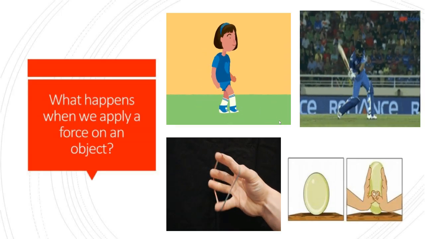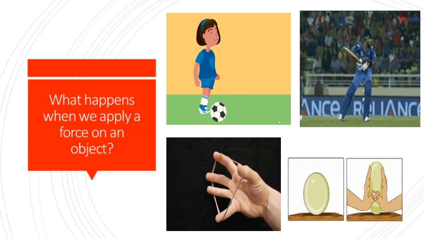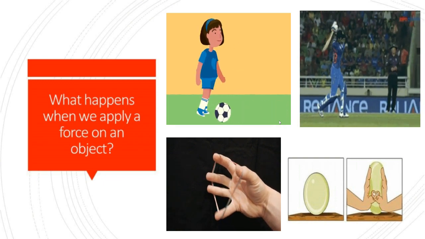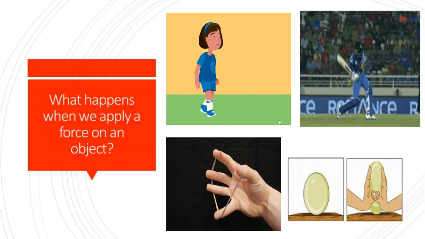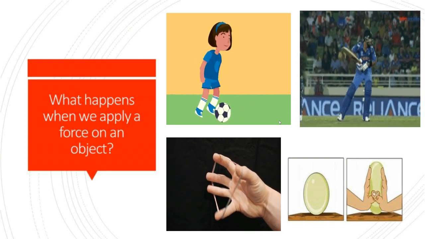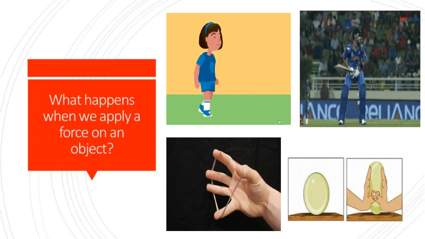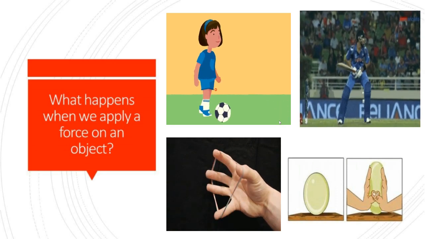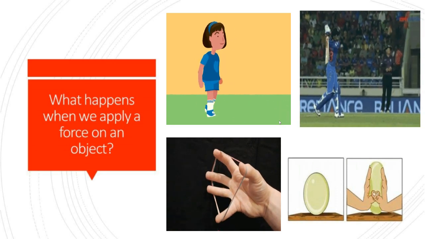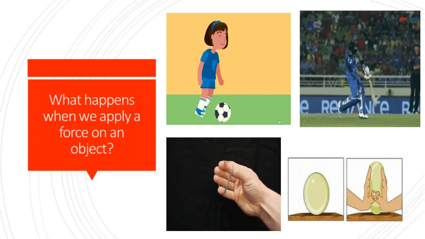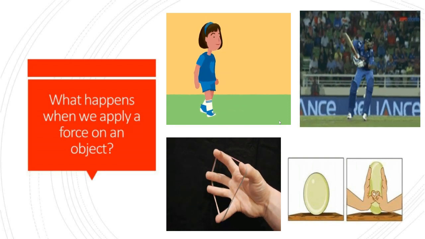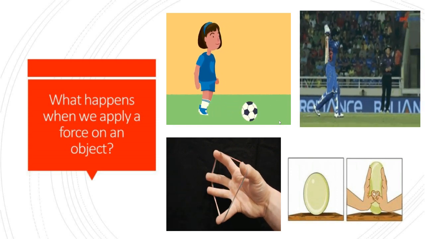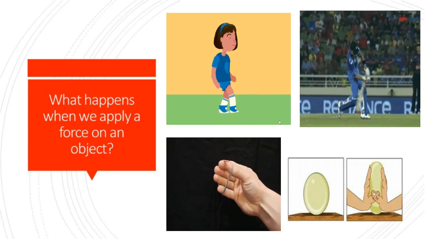What happens when we apply a force on an object? Say you kick a ball which is at rest. The ball moves. So, here the application of force on an object results in motion from a state of rest. Next, what happens when a batsman hits a ball? The ball is already in motion, but with a strike, the speed of the ball increases. Moreover, the direction of the ball changes. So here, the application of force on an object results in a change in its speed and a change in its direction.